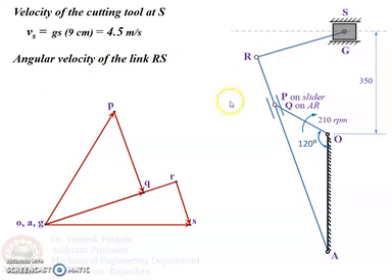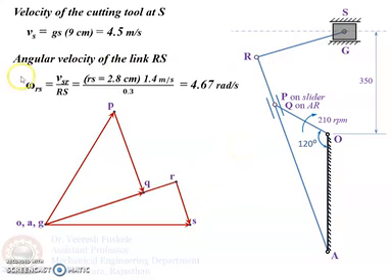Next, we have to find the angular velocity of the link RS. Angular velocity of the link RS can be found out by measuring the vector RS as follows. Omega RS will be equal to VSR divided by the length of the link RS. So VSR can be found out by measuring the vector RS, which is measured as 2.8 cm, converting according to the scale taken. So velocity of S relative to R will be equal to 1.4 meter per second, and the length of link RS is 0.3. So we will get the angular velocity of the link RS as 4.67 radians per second.